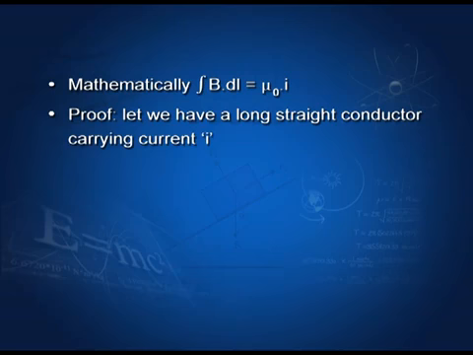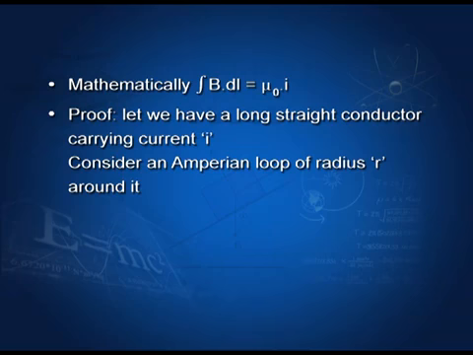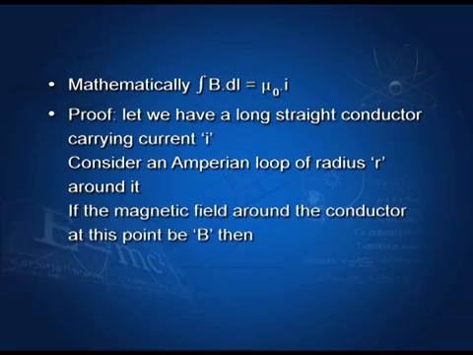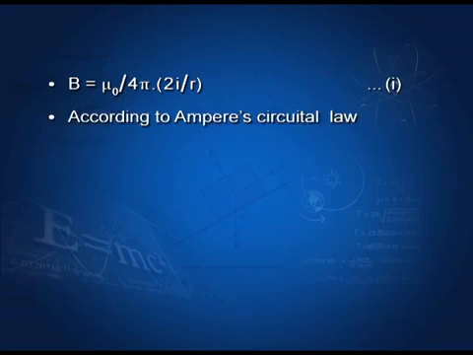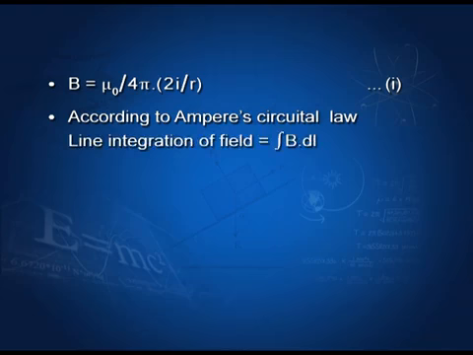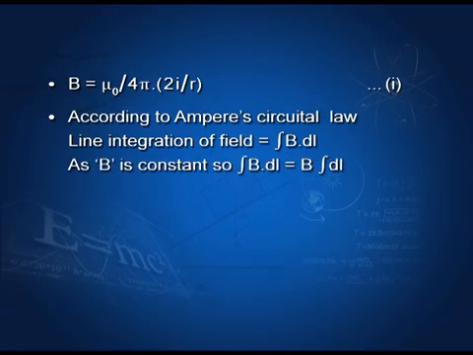Let we have a long straight conductor carrying current I. Consider a loop of radius r around it. If the magnetic field around the conductor at any point P on this loop is B, then B equals μ₀/4π × 2I/r. According to Ampere's circuital law, the line integration of the magnetic field is ∮B·dl, as B is constant on the whole of the loop.